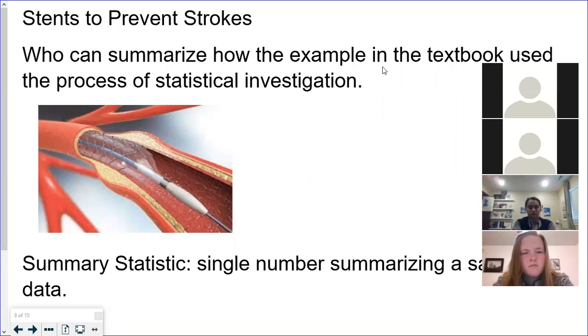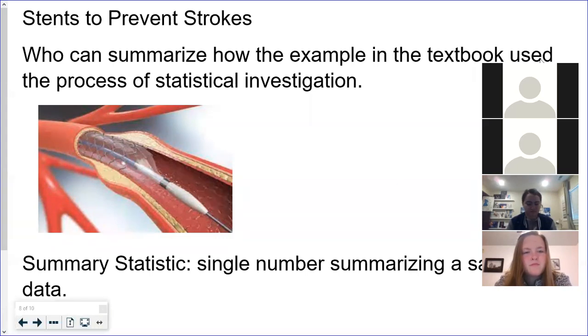Basically, what they found was that the people who got the stents were actually more likely to get a stroke. I think they said it was higher by 8% when they compared the two groups. Now, part of the consider and contemplate is we have to say, could that 8% just have happened by chance? Or was that large enough that it was actually showing a cause and effect? Was it statistically significant? And we'll talk more about what that means later as well.